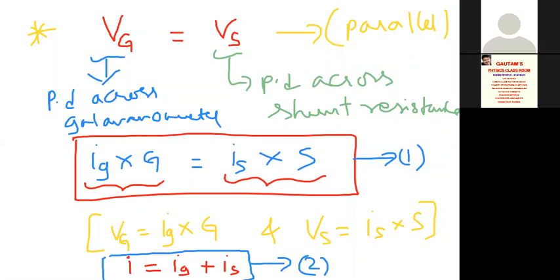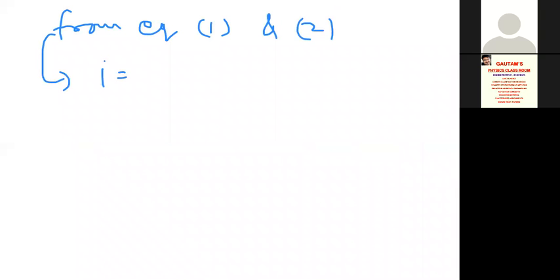Is is shunt current, Ig is galvanometer current, I we can call it as ammeter current. So this is the given information here. Now from these two equations, from equation 1 and 2, we have to solve further. So from equation 1 and 2, what can we write better? First of all, I is equal to Ig plus Is.